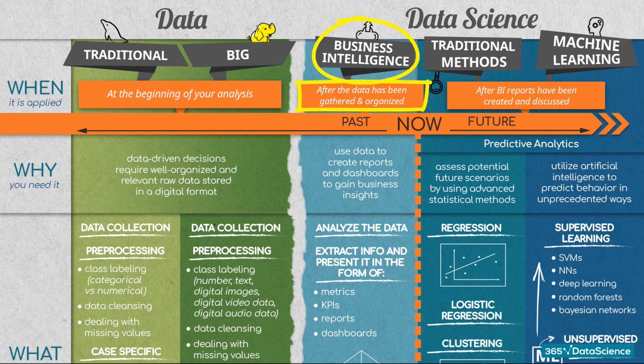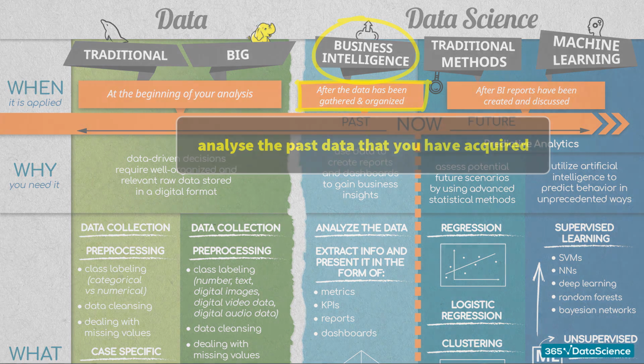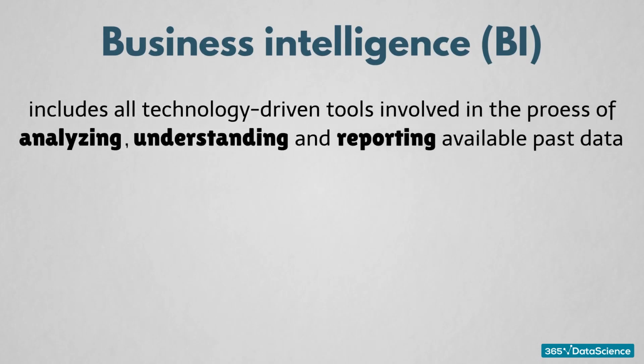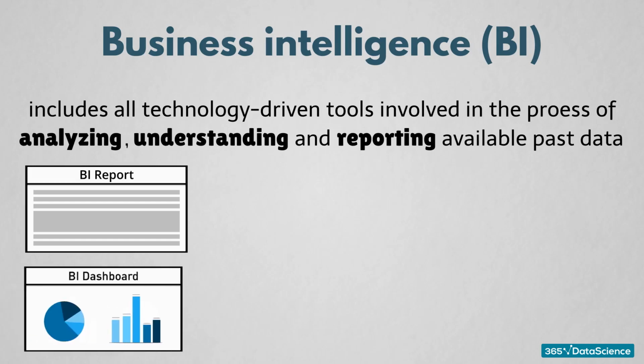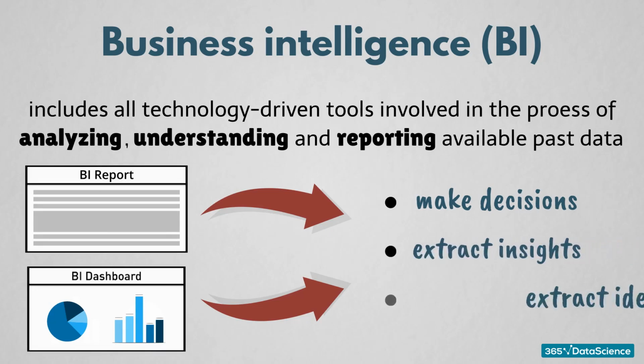The first step of applying some data science is to analyze the past data that you have acquired. Business intelligence is the discipline you need for this. BI includes technology-driven tools involved in the process of analyzing, understanding, and reporting available past data. This will result in you having reports or dashboards and will help you on your way to making informed, strategic, and tactical business decisions. This part of the process is worth your time. You can extract insights and ideas about your business that will help it grow and give you an edge over your competitors, giving you added stability.